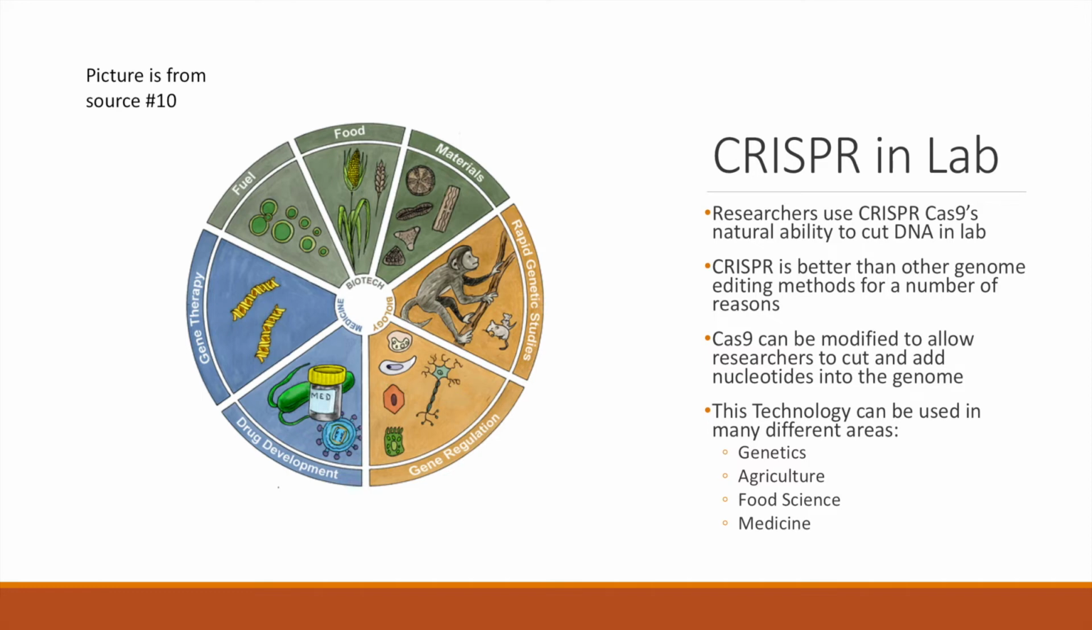But since Cas9 itself is targeting specific DNA sequences, it's more regulated, and you can control where it's going to cut. You're not just releasing a pair of scissors onto some DNA and just cutting it up in certain places. You're going to be cutting it at certain repeats. Cas9 can be modified to allow researchers to cut and add nucleotides in the genome.